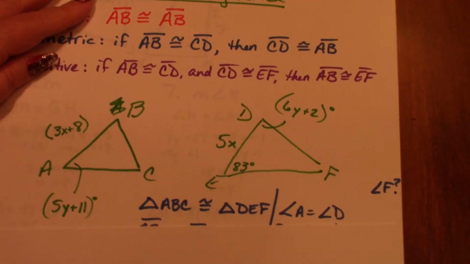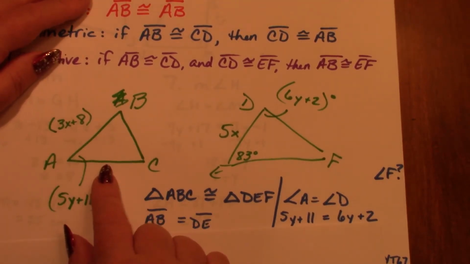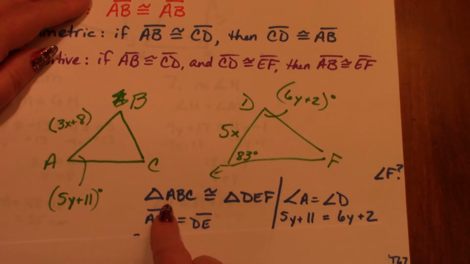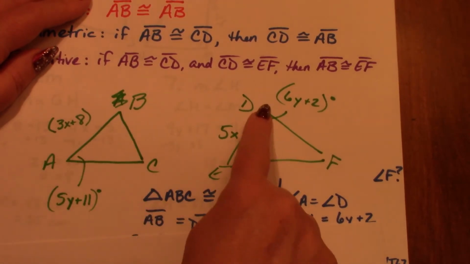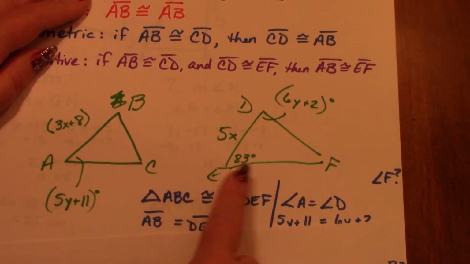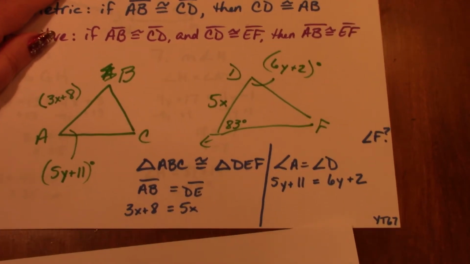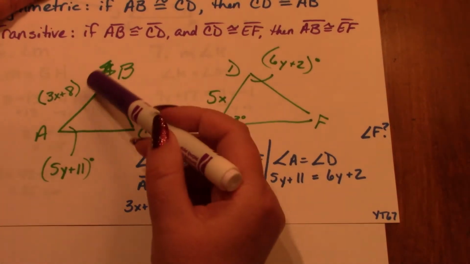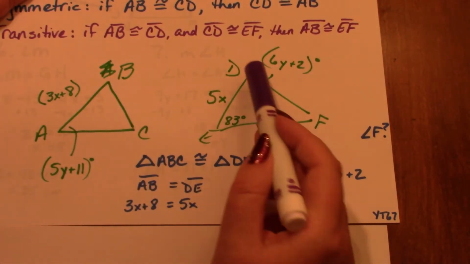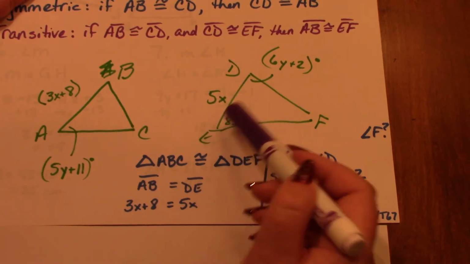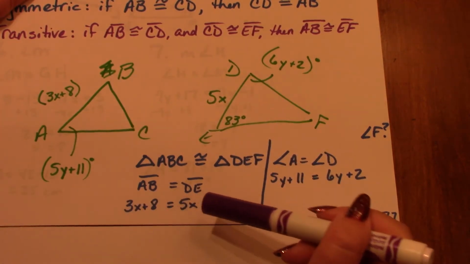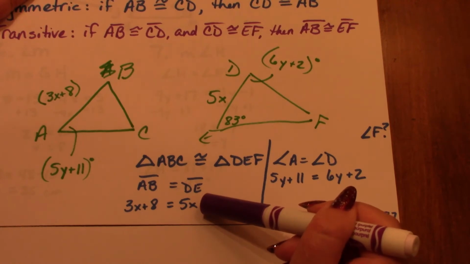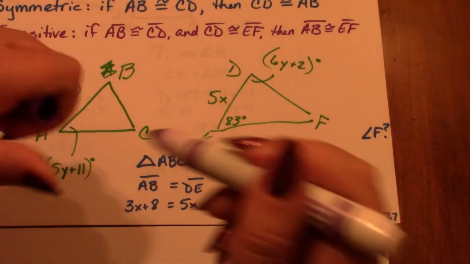So here we've got triangle ABC and triangle DEF. And I'm telling you that ABC is congruent to DEF and that line AB equals line DE. What is the length of line AB? Now, we know that this one is 3x plus 8 and we know that this one is 5x. We can put them equal to each other and then use the math to solve for x.